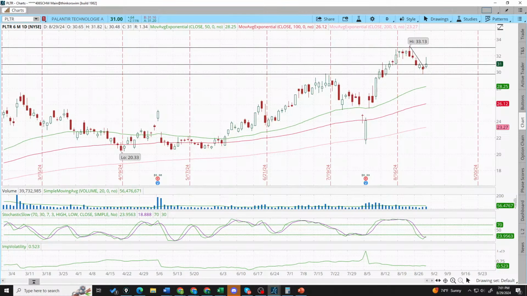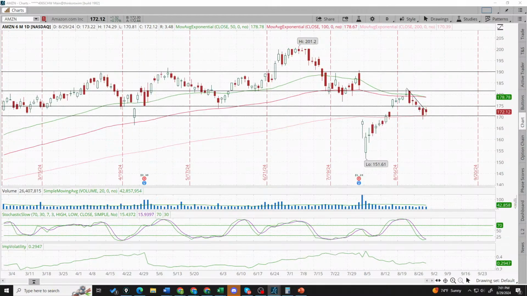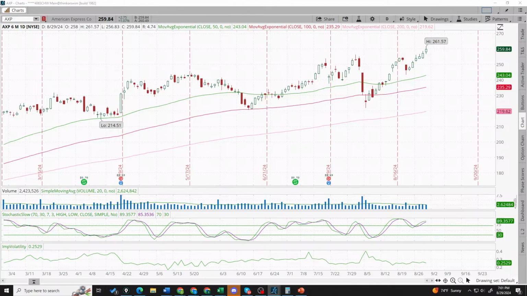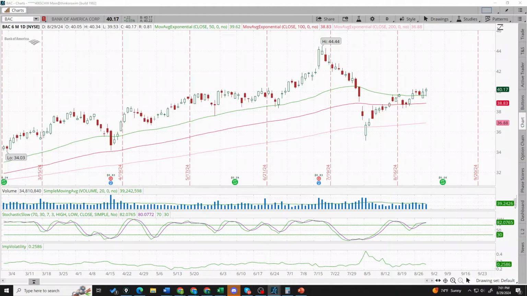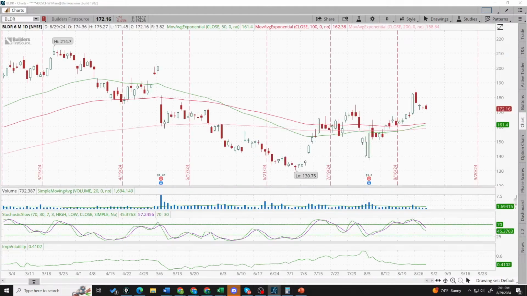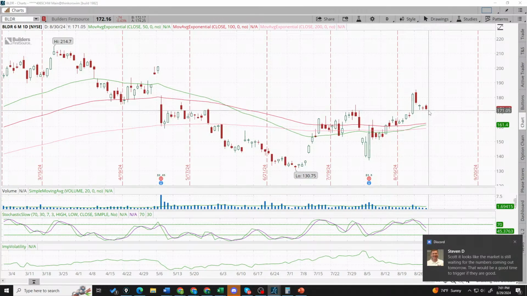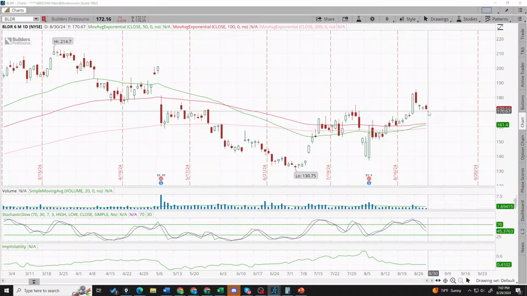All right. Okay. Let's go back. Amazon, definitely a candidate. AXP, overextended. BAC, not as strong, but still viable. BLDR, this one I'm going to wait for a little more confirmation on, but I like it. We'll see what it does if it can make a move. That could be it. The market is waiting for numbers.